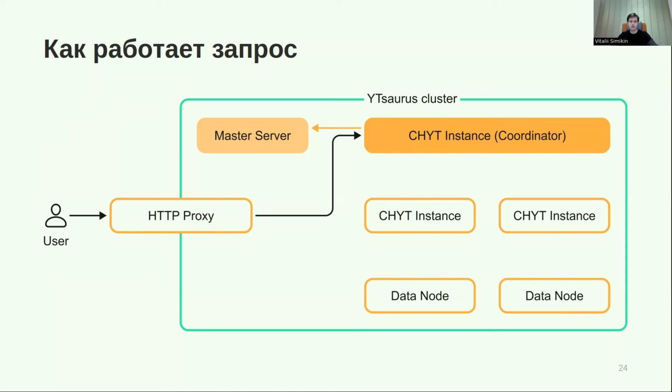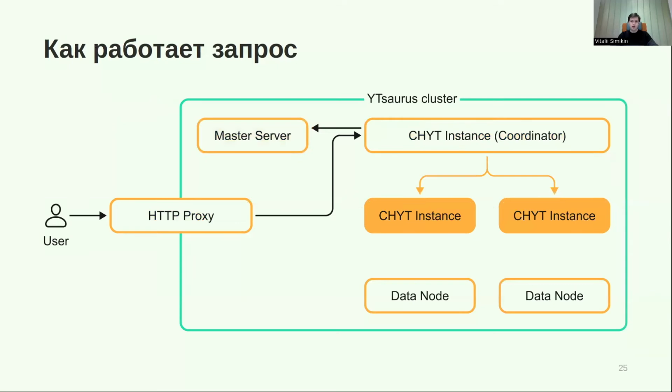Then, the master server retrieves that metadata, and it gets converted into the ClickHouse format. Once the preparation stage is complete, the coordinator splits the input query into multiple parts and distributes them across all clique instances, including itself. Each such piece of the input query is called a secondary query.